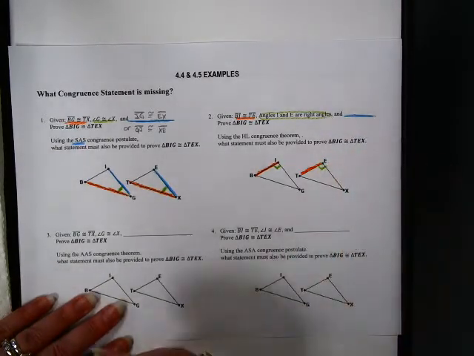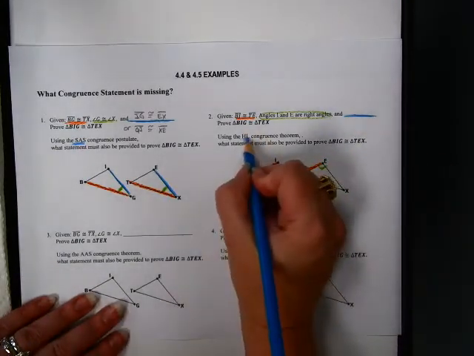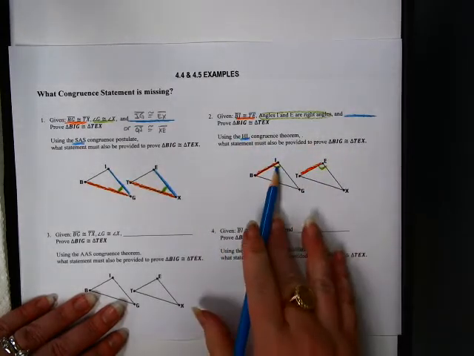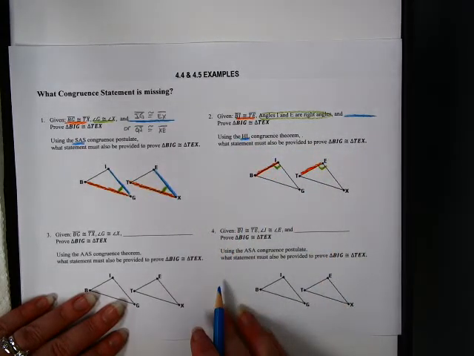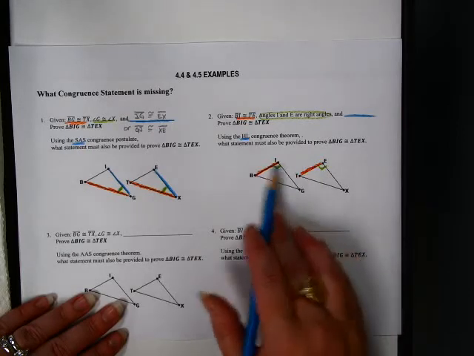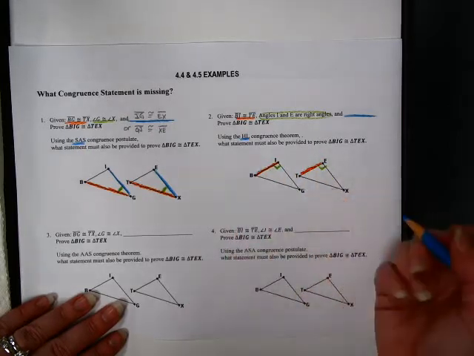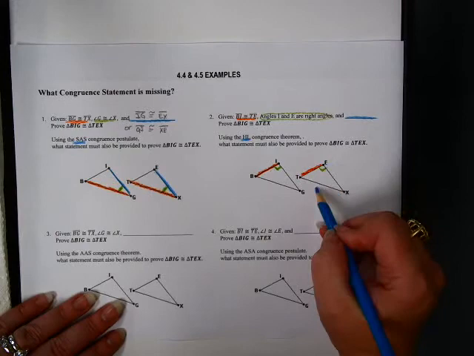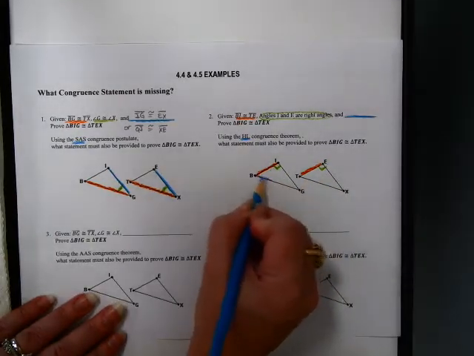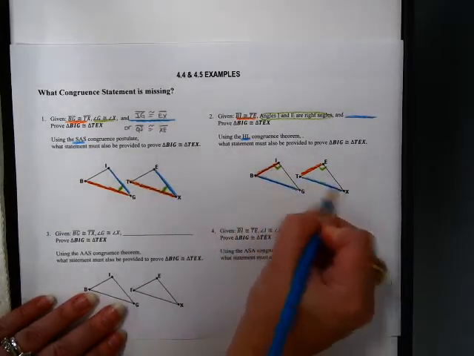And then, what do I need? Okay, well, this one they want me to obviously use HL because they gave me a right angle, so they want me to use the hypotenuse. I already have one of the legs marked, so now which one is the hypotenuse? That's the one across from the right angle, so it has to be this one and this one.